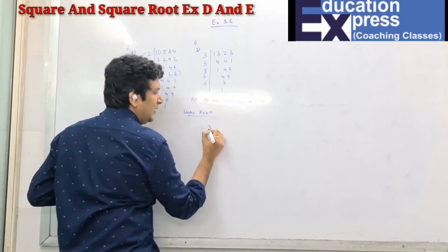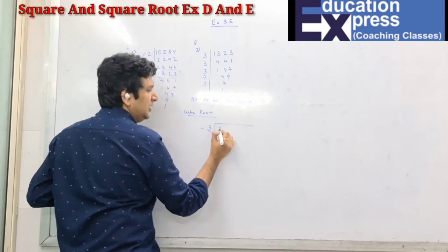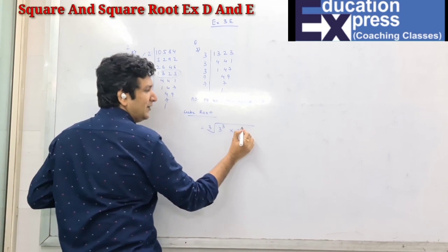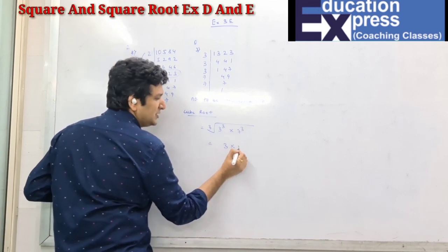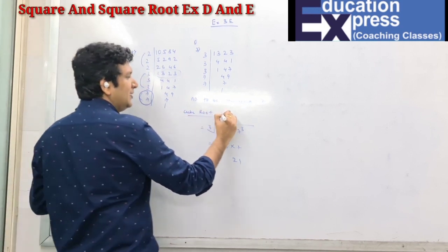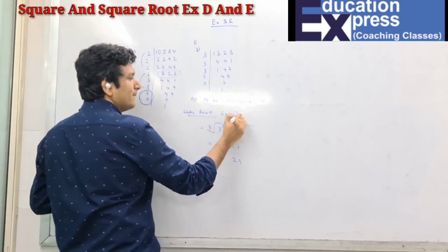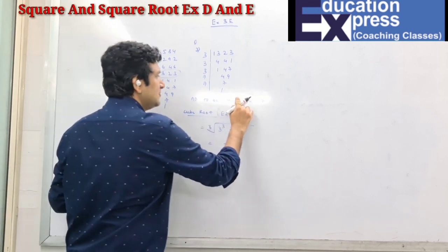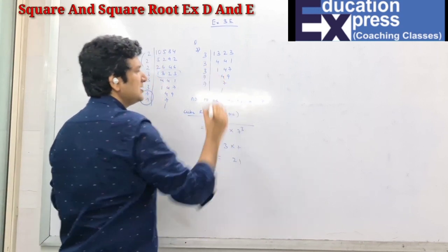In case they were to ask me to find the cube root, then it is simple. The cube root would have been 3 cube into 7 cube, since I have multiplied 7 also. Then the answer would have been 3 7s are 21. If they had asked that, this is extra I have done. They only asked what number to be multiplied, so the number to be multiplied is 7.